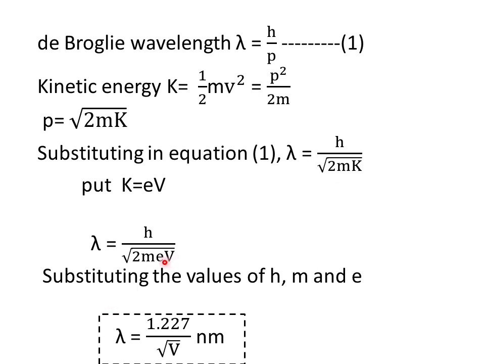Now substituting for the constants h, m and e, we get lambda equal to 1.227 by root V nanometer. We can use this equation for the second part of the problem.